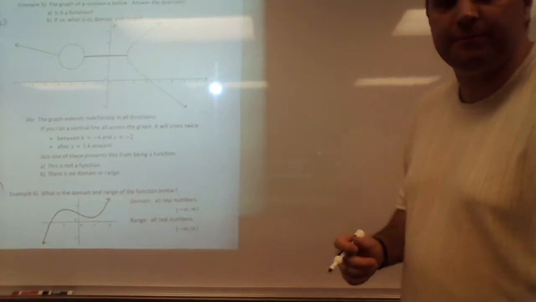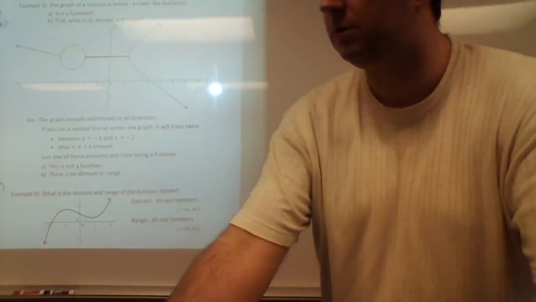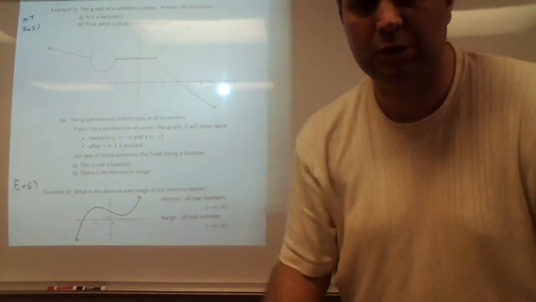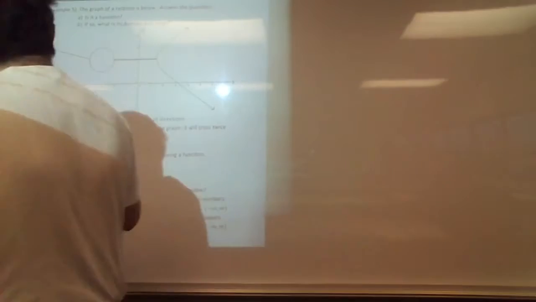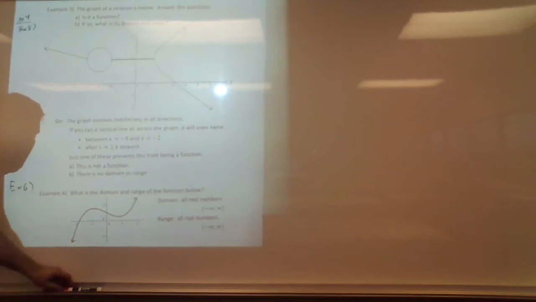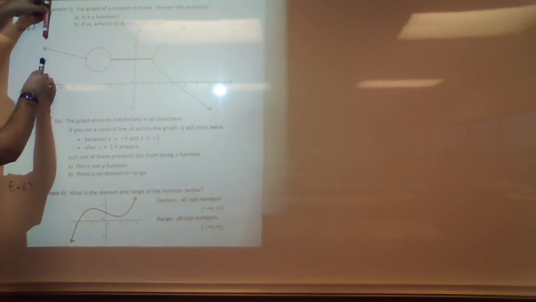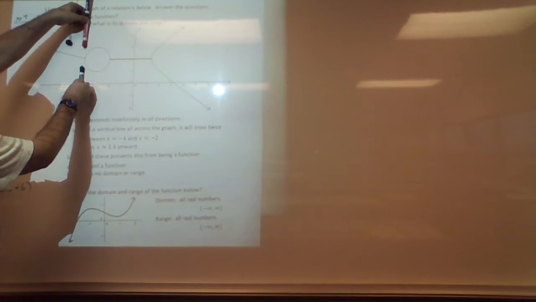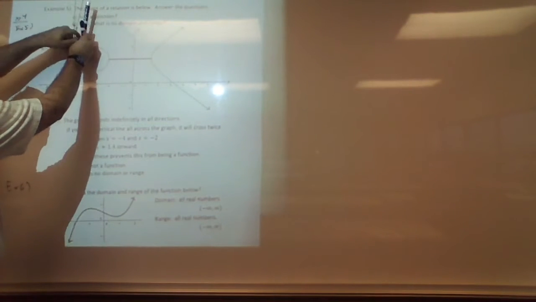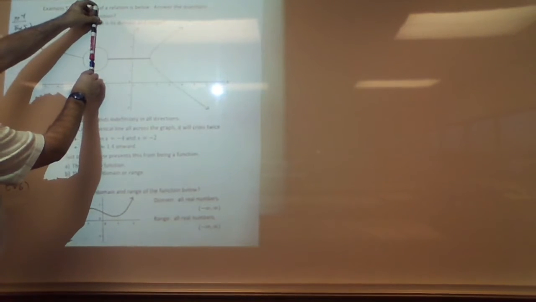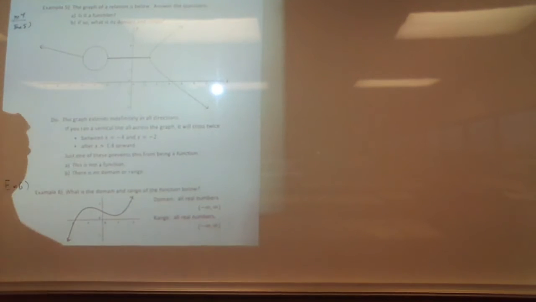Okay, the question here is, so we're on page 4. Example 5 asks if this is a function, and if so, what is its domain and range? Well, so far so good. It crosses only once, crosses only once, crosses only once. Now it crosses twice. Okay? Crosses twice, as you can see. So this is not a function.